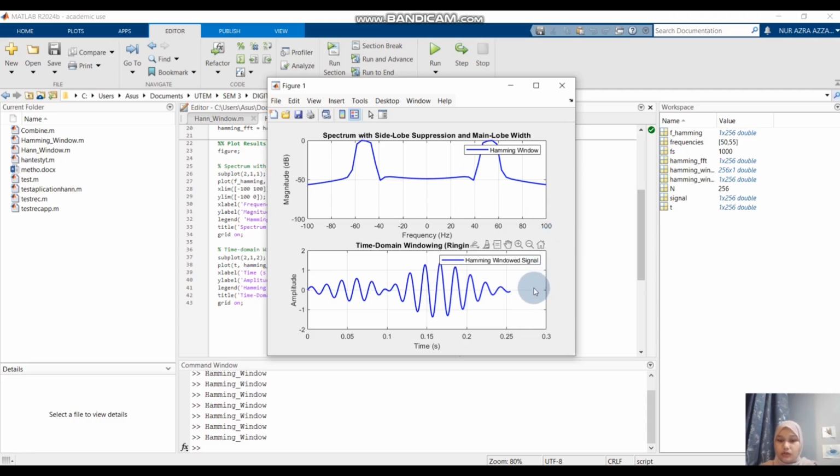And then the bottom one is the signal after applying the Hamming window in the time domain. So the edges of the signal are smoothed out, which means the signal tapers to 0 at the beginning and at the end. So in the time domain, it is a smooth signal, which helps keep the frequency analysis clean and accurate.